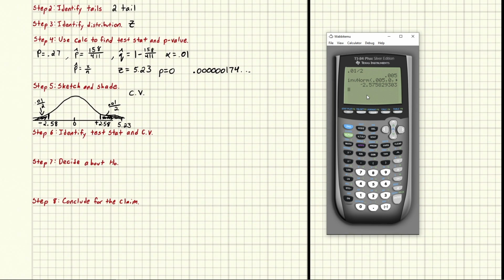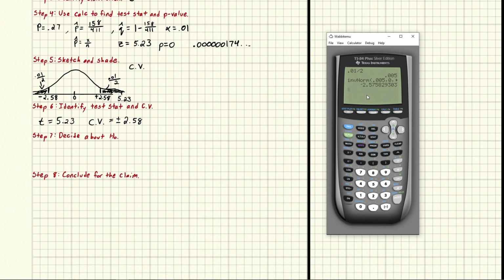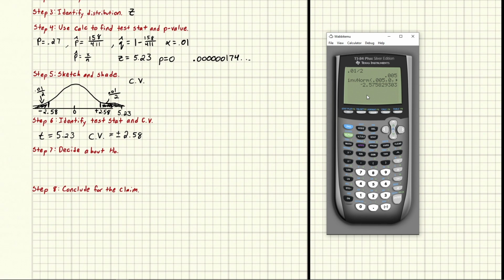All right, so step number 6, identify the test stat and critical value. So the test stat we already found in step 4, and we found that to be 5.23. And the critical value we found in step 5, and we found that to be plus or minus 2.58. Don't forget, you had 2 of them because we were above or below the mean. Now, decide about the null hypothesis.